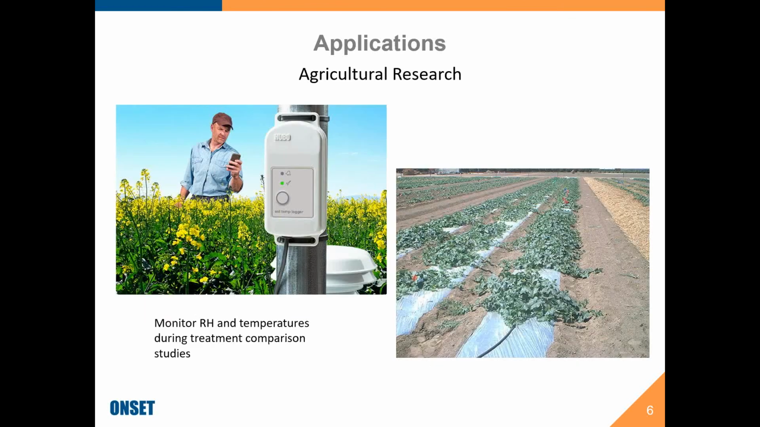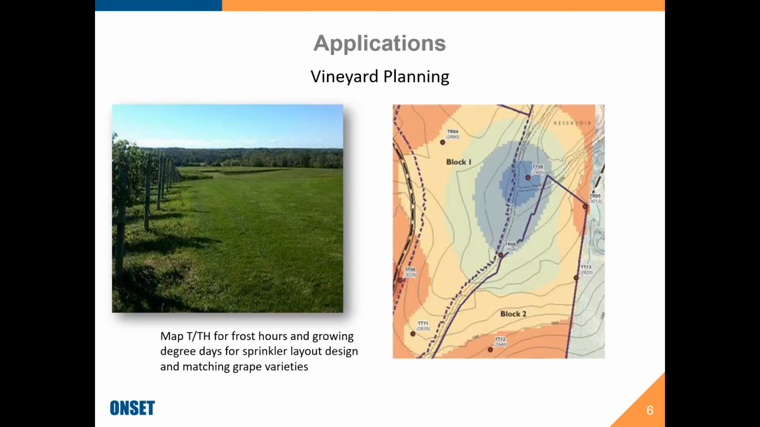Let's see, a few of you mentioned agricultural research. A very common application for our data loggers as well, looking at temperature and humidity conditions during an experiment of different treatments or fertilizations. A lot of times you may need other parameters as well, so you may also be using our microstations. Site planning, I think we had some that were doing this. Mapping temperature and humidity for doing frost hour and growing degree day calculations over a potential vineyard area to match the grape varieties, and plan for frost control measures. I think, as I mentioned, some were doing frost management or planning.